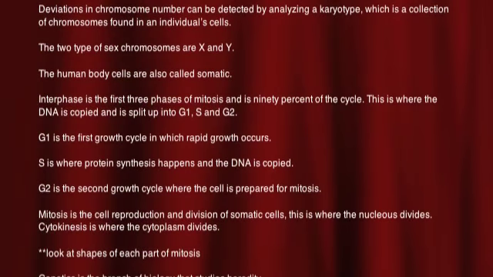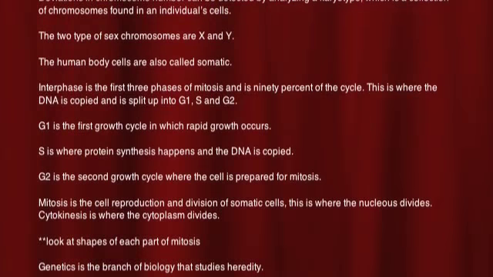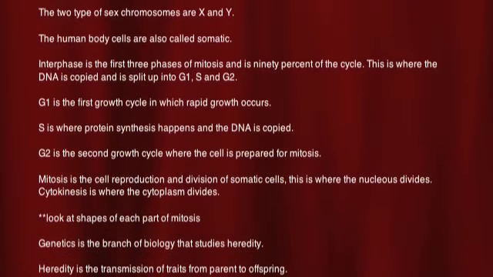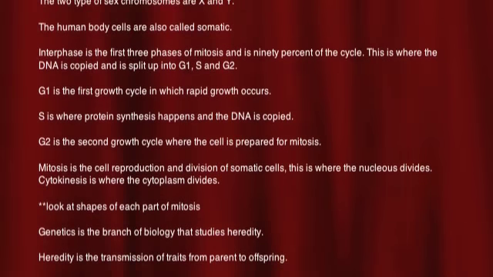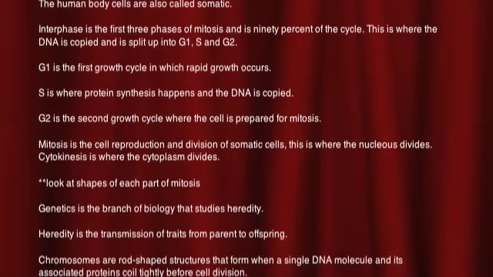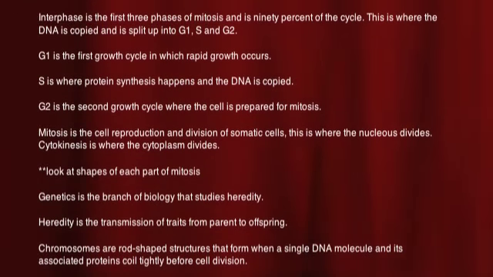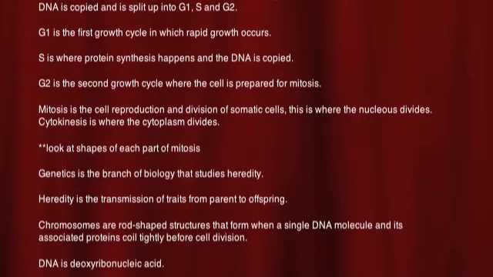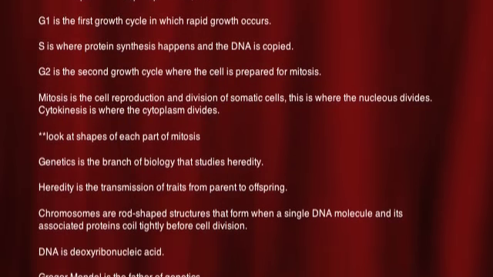Mitosis is the cell reproduction and division of somatic cells. This is where the nucleus divides. Cytokinesis is where the cytoplasm divides. Look at the shapes of each part of mitosis. Genetics is the branch of biology that studies heredity. Heredity is the transmission of traits from parent to offspring.